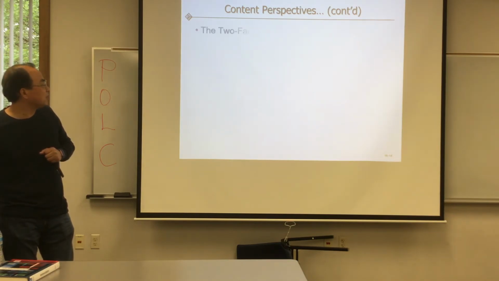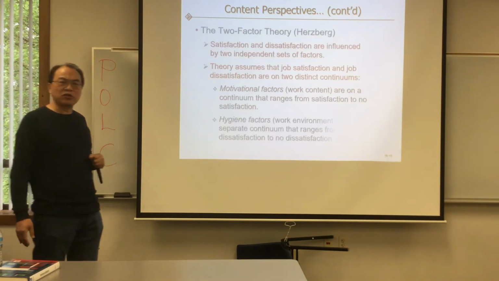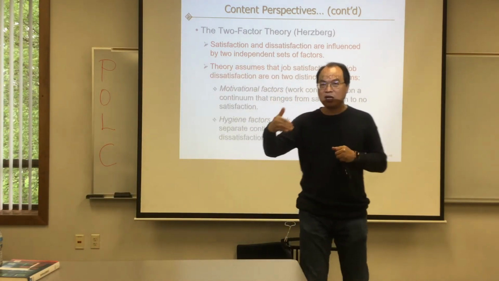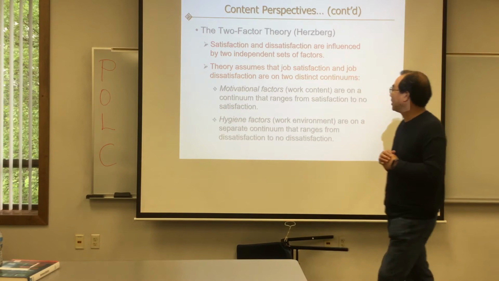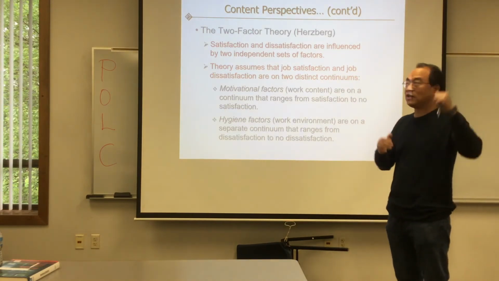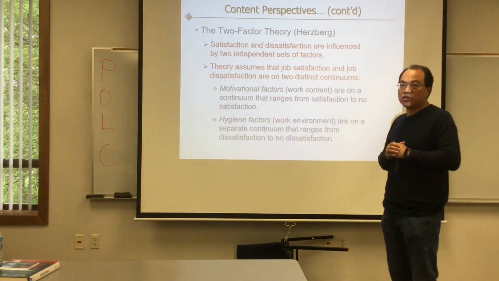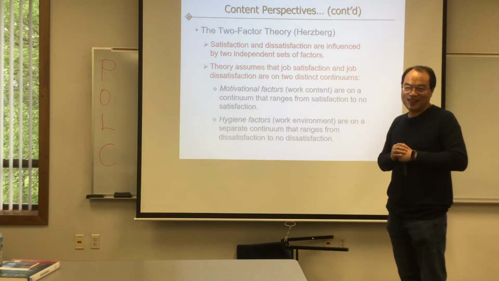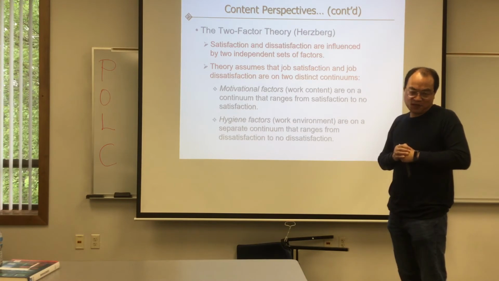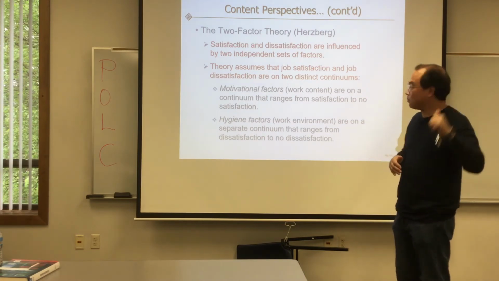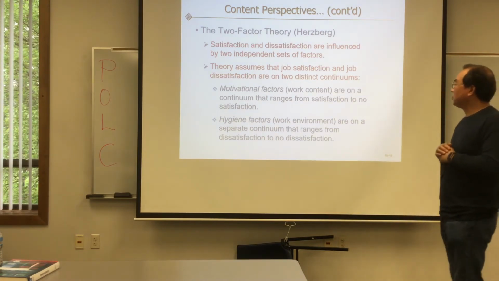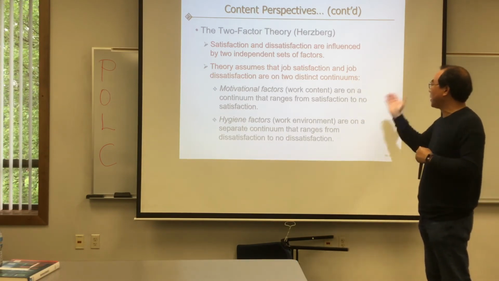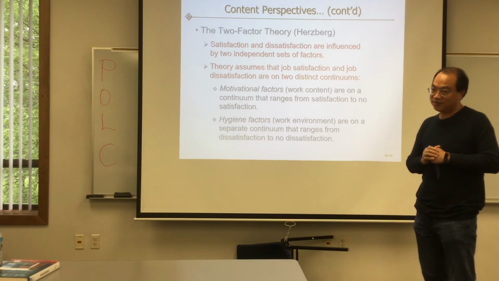Okay, all right. The next one, we go to the two-factor theory. From five to three to two right now. Life is getting easier, right? So the two-factor theory is from Herzberg. Again, he's a psychologist, could be a practitioner. Herzberg was saying that satisfaction and dissatisfaction are influenced by two independent sets of factors.